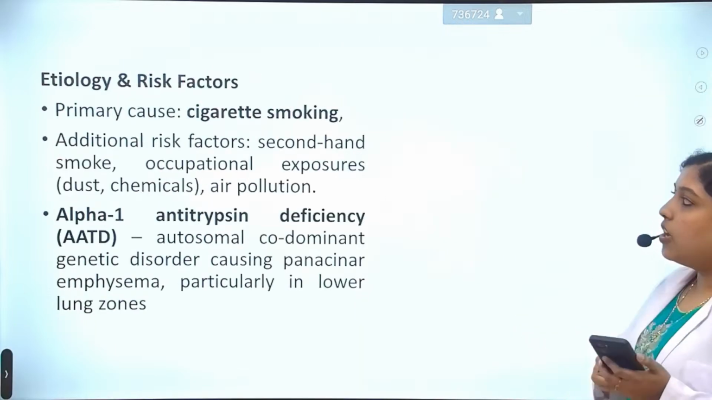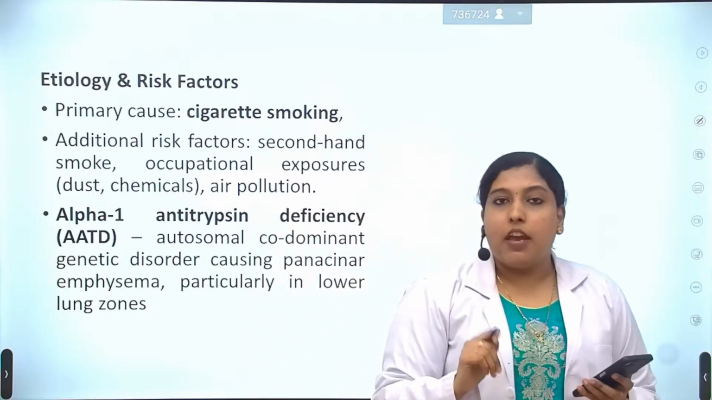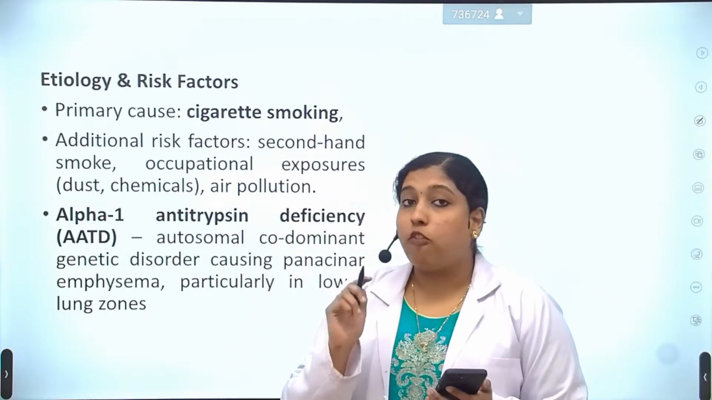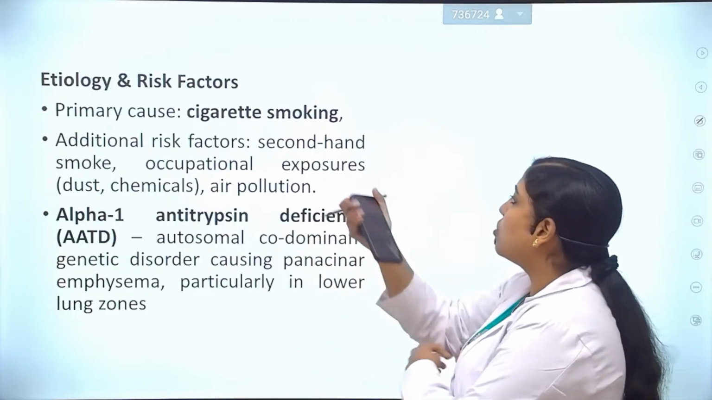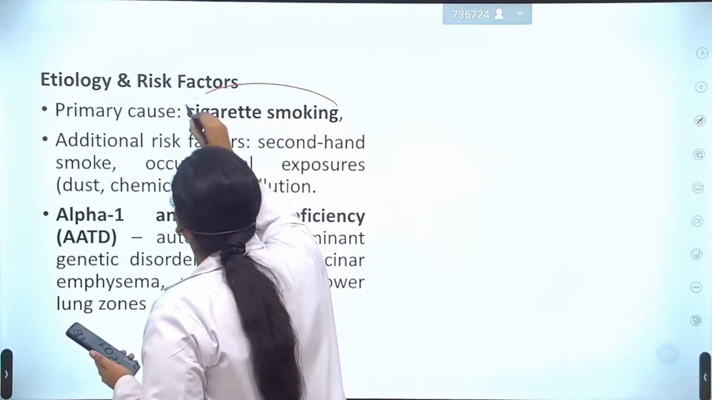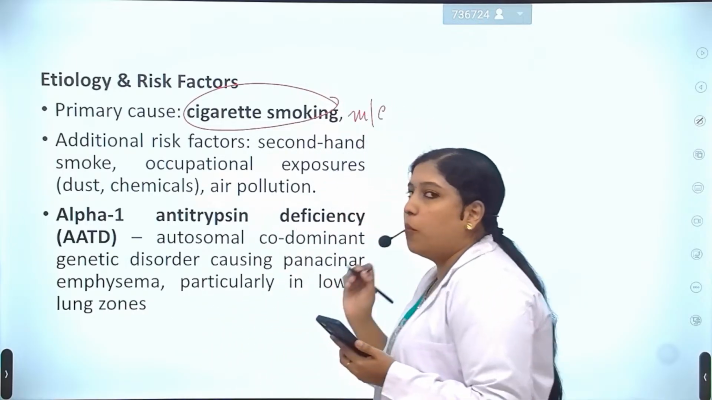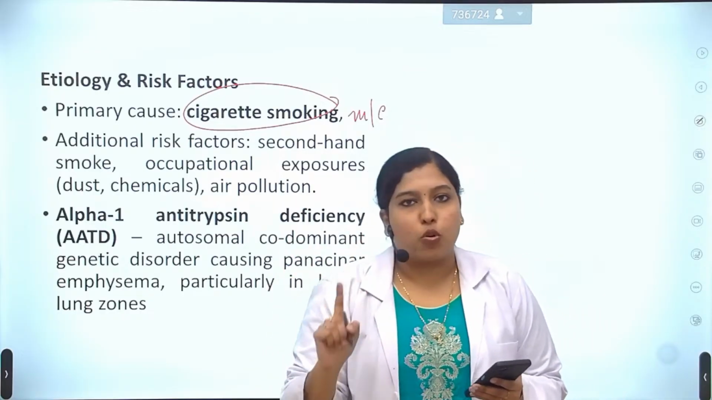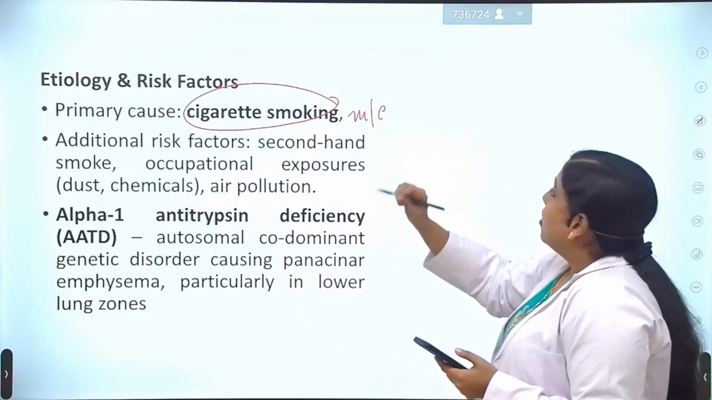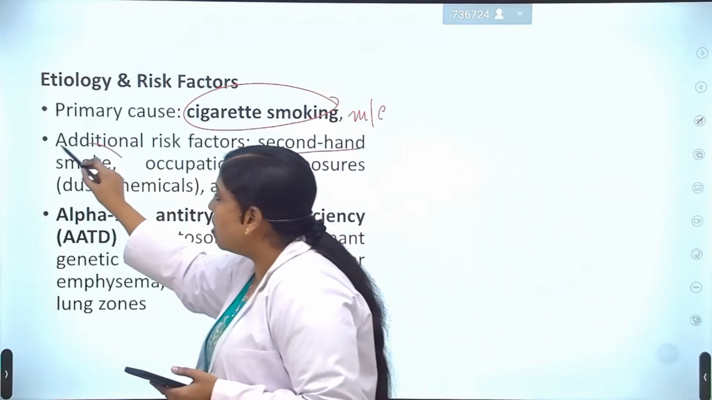What are the primary etiological and risk factors of COPD? Whenever there is an MCQ of what is the most common cause of COPD, you have to close your eyes and go and take cigarette smoking. So the most common cause of COPD all over India, all over the world, is smoking. Next, we have the additional risk factors. The second-hand smokers are also at risk.